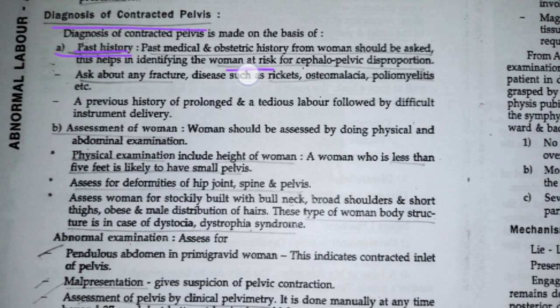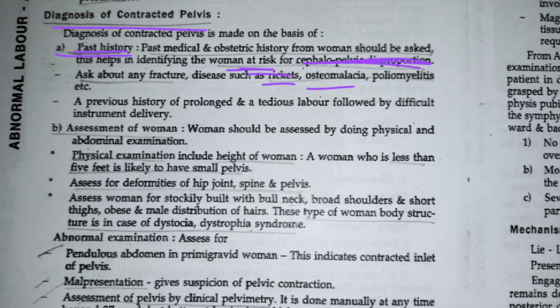So like that, we will take the history to see whether any kind of risk factor related to CPD has been undergone or not. Apart from this, any kind of accidents or injuries or underlying conditions like rickets, osteomalacia, polio, any kind of condition present in the woman or not. We will get to know at the beginning of the treatment itself.